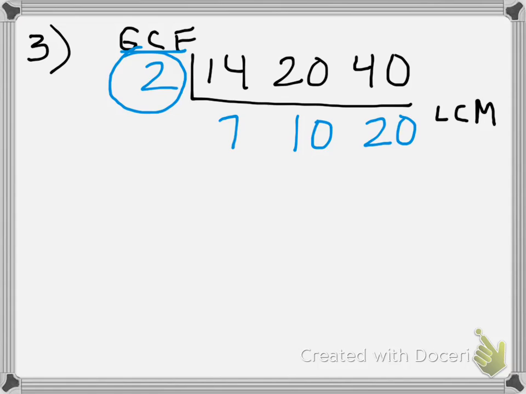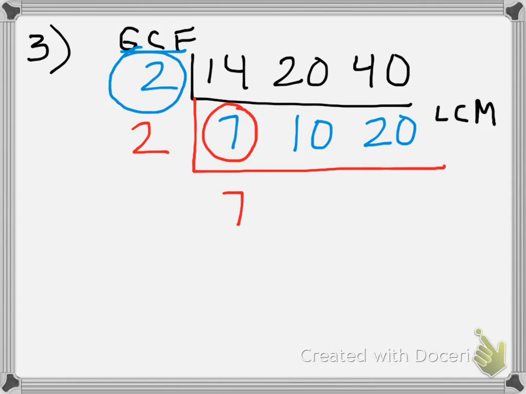I call it the freeze technique. So the 10 and the 20 have a 2 in common. The 7 has nothing in common with those because it's prime. So I circle the 7 and bring it down. And then I'm going to use 2 for the 10 and the 20. Makes 10 the 5 and 20 the 10.